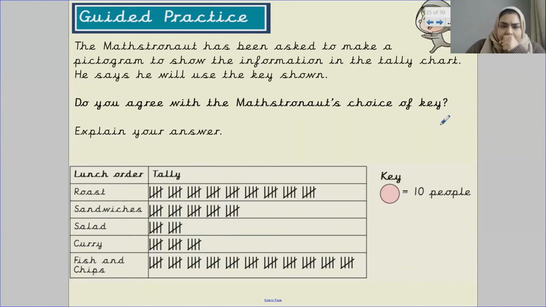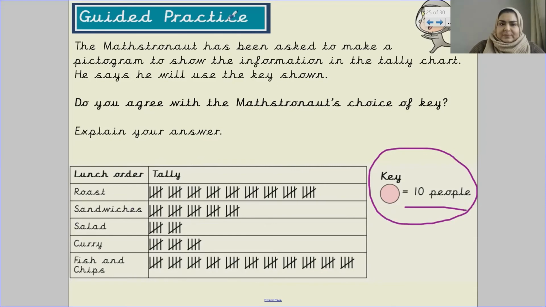Okay, now the astronaut has been asked to make a pictogram to show the information in the tally chart. He says he will use the key shown below. Okay, do you agree with the astronaut's choice of key? Explain your answer. So if you pause the screen now, this is what the astronaut's key looks like. Okay, he's saying he's going to use 1 circle to represent 10 people, and this is what his tally looks like. Do you agree with his choice of key or do you not? Explain your answer.